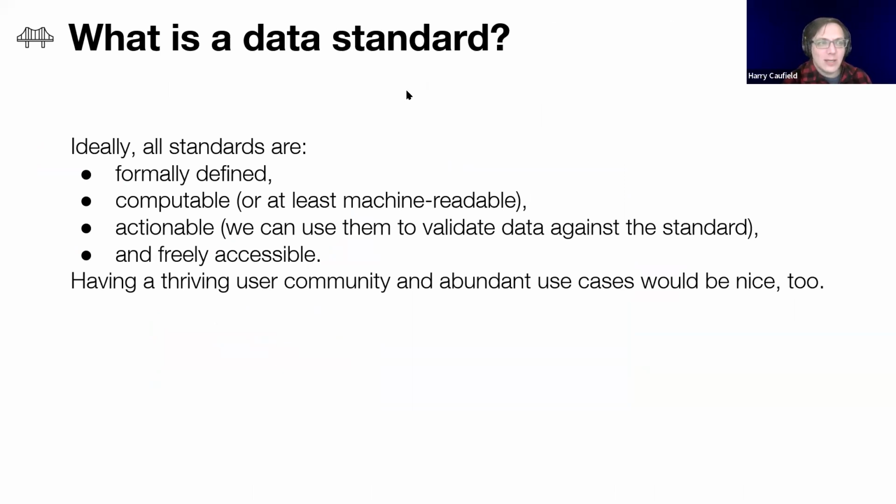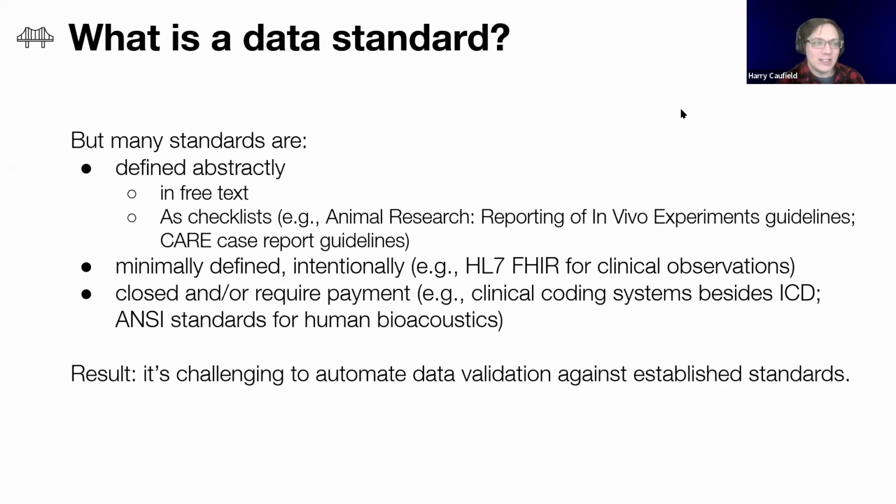Just to summarize that a bit, we'd like to think that at least standards are formally defined. We'd like them to be computable, or at least machine readable. We'd like them to be actionable. That is, we want to be able to validate data against a given standard, even in a manual way, if absolutely necessary. And we would also like them to be freely accessible. That's just generally true, that we want things to be accessible. It is also an added bonus to have a nice thriving user community and abundant use cases. Again, these are all things that are really nice to have, but in practice, we don't necessarily see.